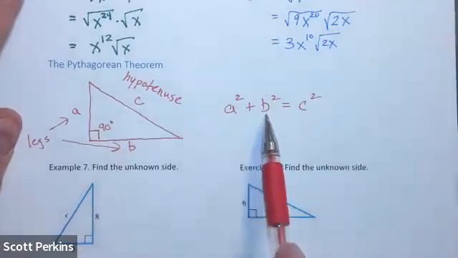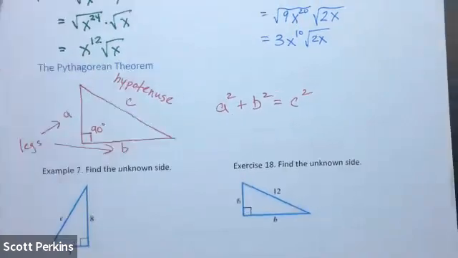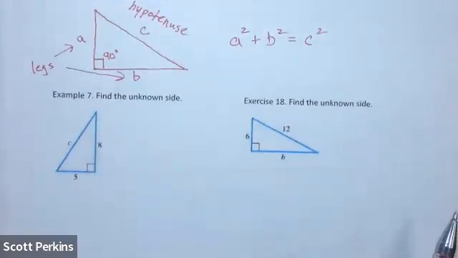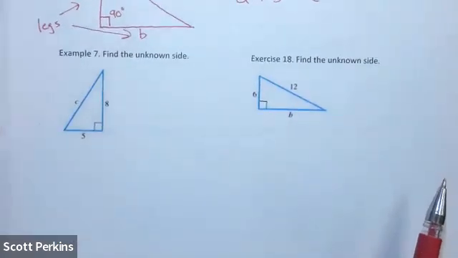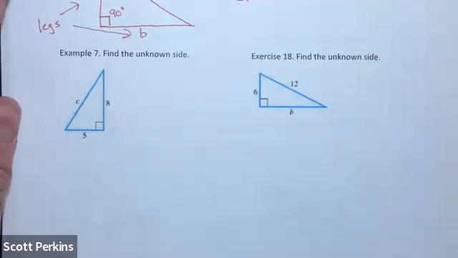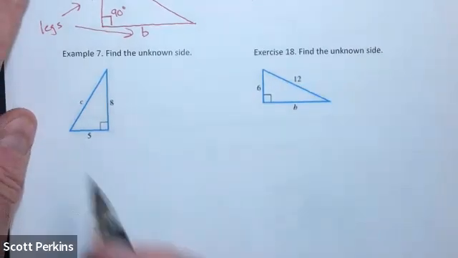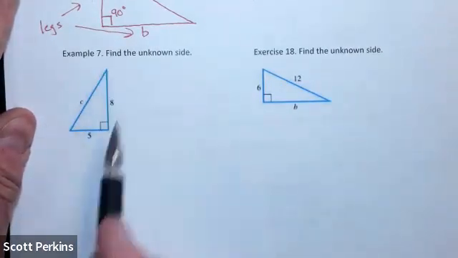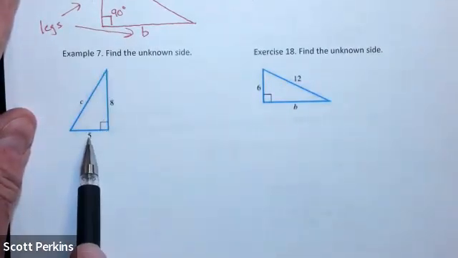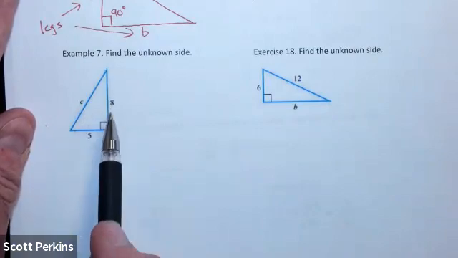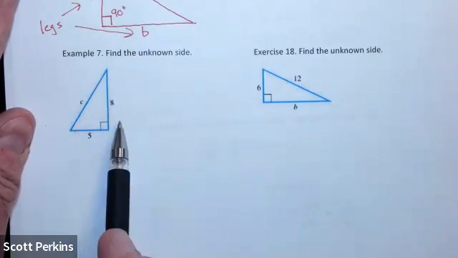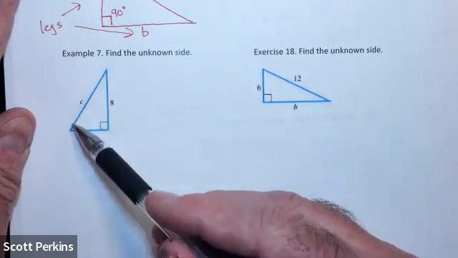So here we go. a squared plus b squared is c squared. We're just going to apply this, and the reason it's here is because we're going to be able to apply the product rule of radicals. So here's my example. Then I've got one for you, and then we are done with this section. In example 7, we're going to find the unknown side. I've got 5 and 8. Those are my legs, the sides that are around the right angle. And then I don't know the hypotenuse.